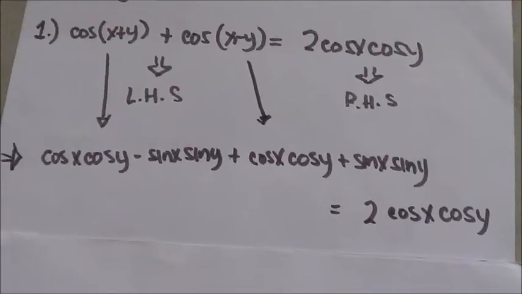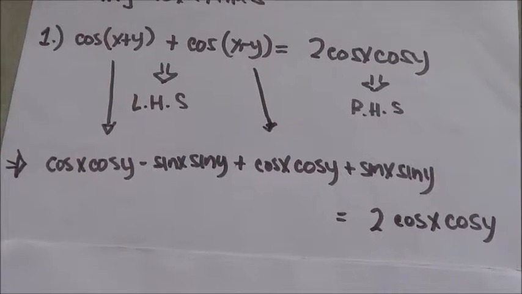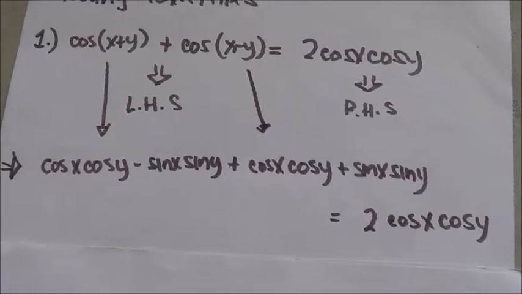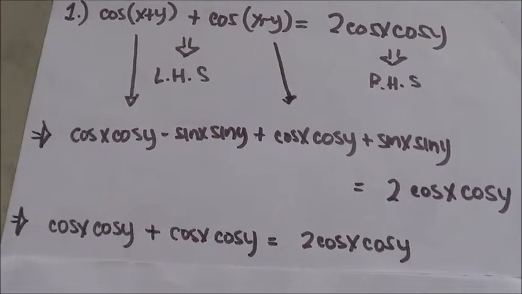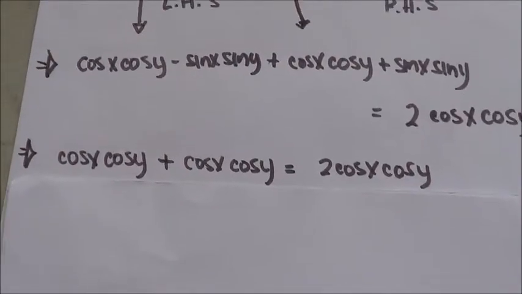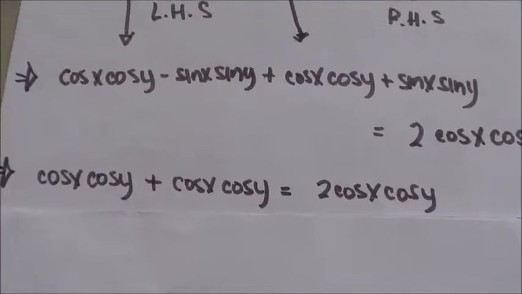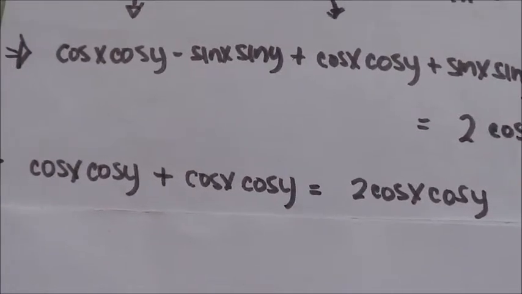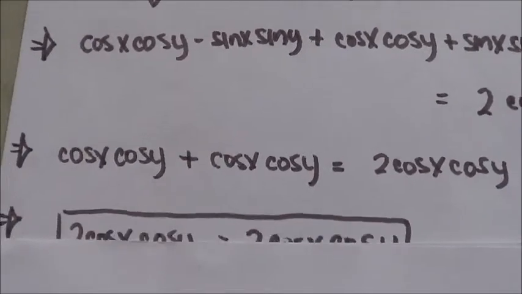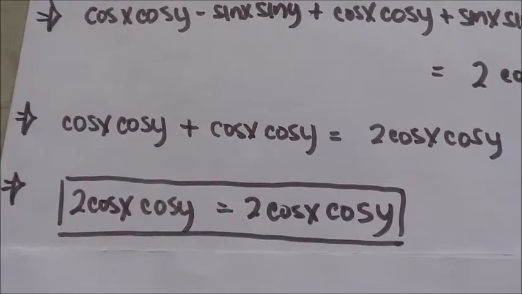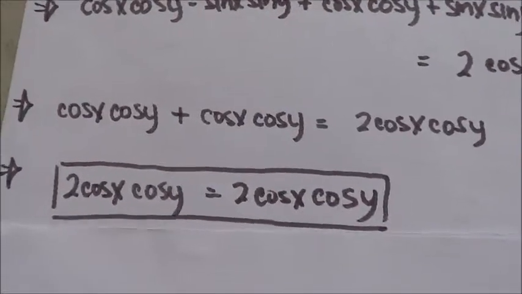As we can see, we can cancel out the term with sine x sine y there. So what is left will be cosine x cosine y plus cosine x cosine y is equal to 2 cosine x cosine y. From here we can see that we have already solved the problem. 2 cosine x cosine y is equal to 2 cosine x cosine y.